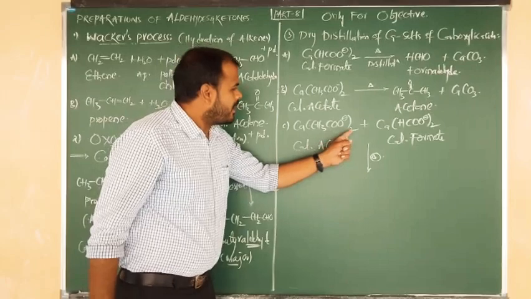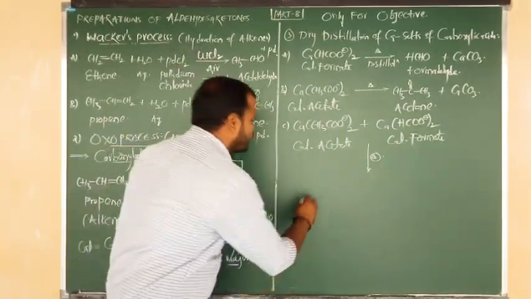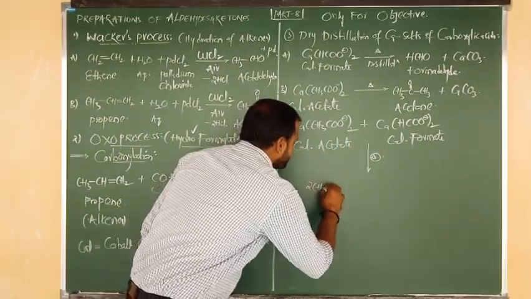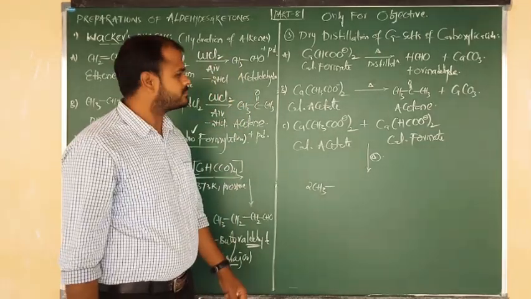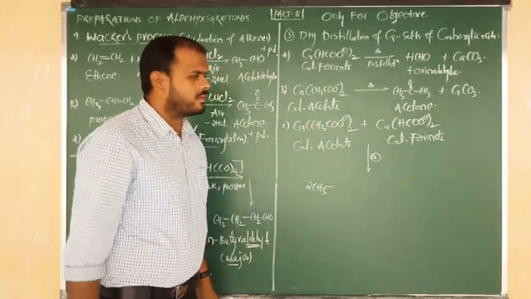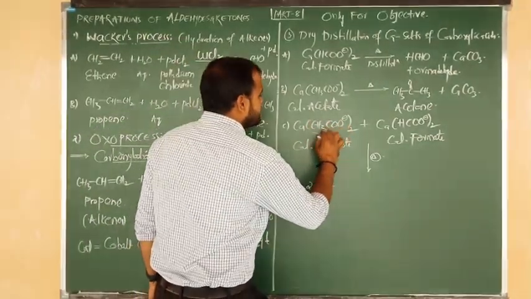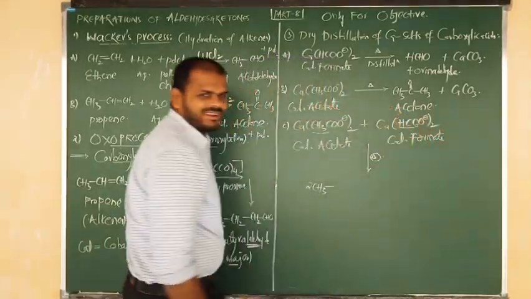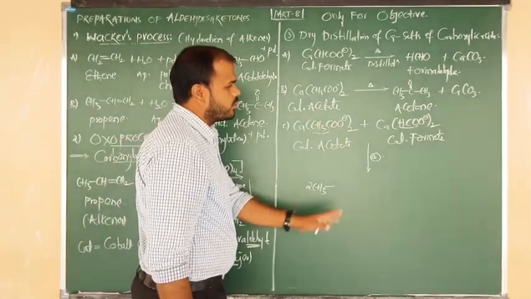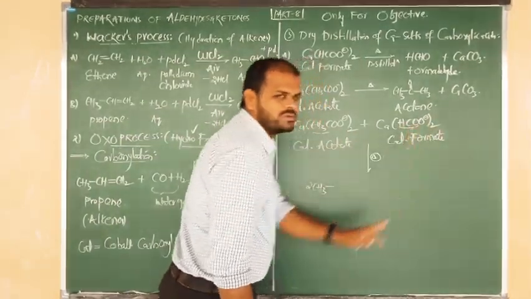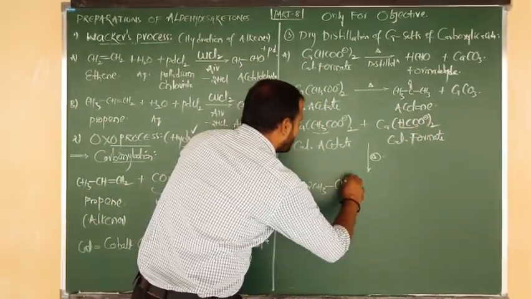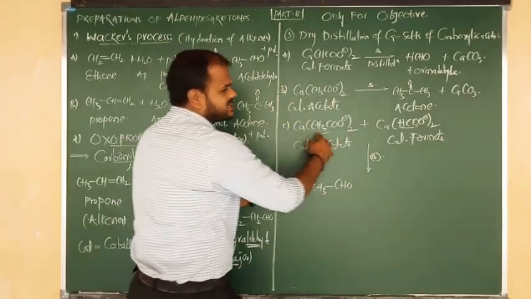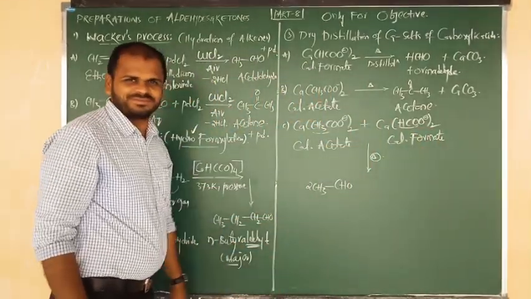Listen carefully. How many methyl groups are there? Two methyl groups are there. Yes, I have written here CH3 groups are 2. And CHO 2 groups are there. So we can write 2 moles of CH3 and CHO.